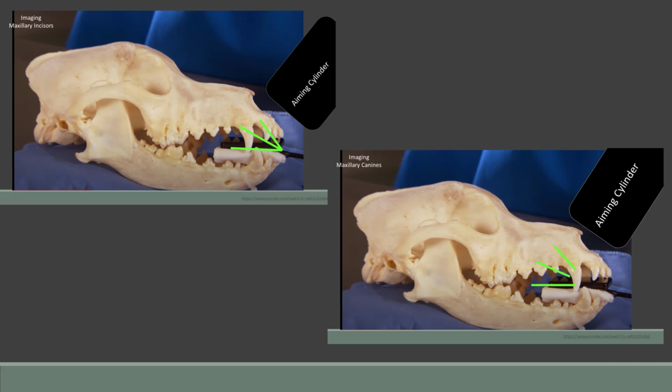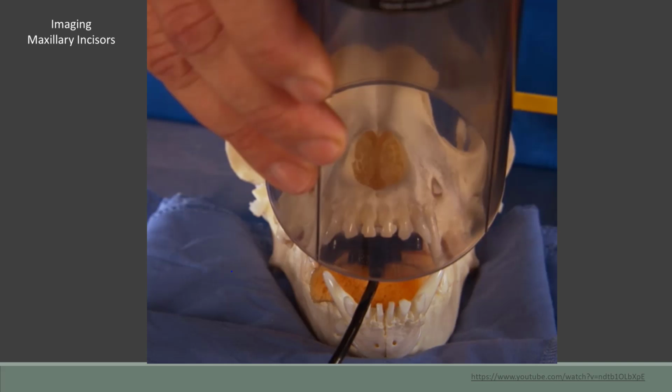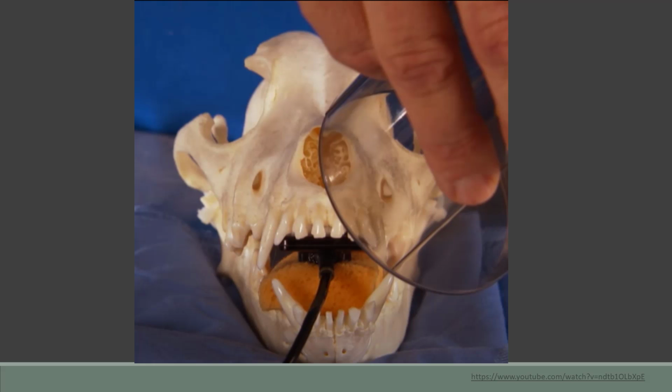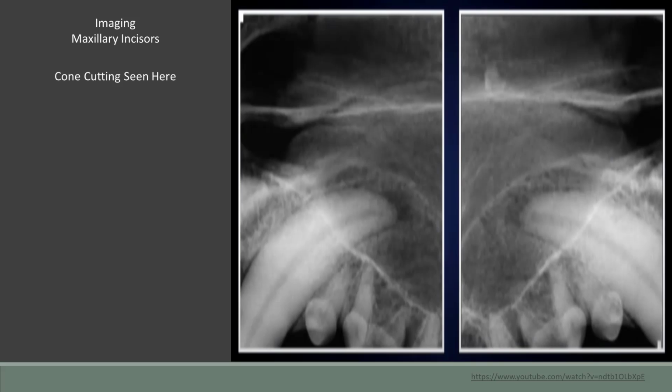There is only a slight difference in the angle between the setup for the incisors and the setup for the canines. Then the aiming cylinder is shifted 30 degrees to the right or 30 degrees to the left, depending on which view you are taking. This often results in cone cutting. This is an example of the type of image that this technique would produce.